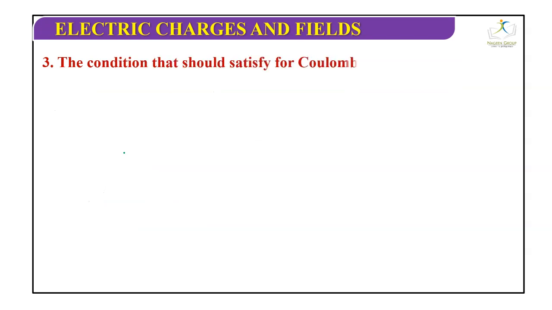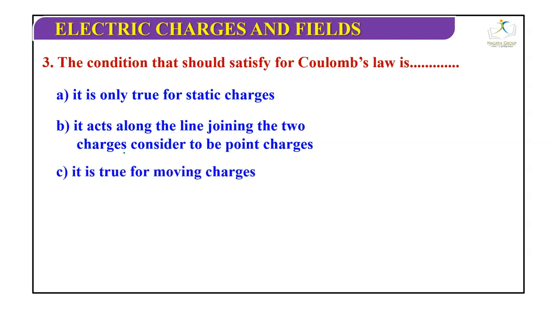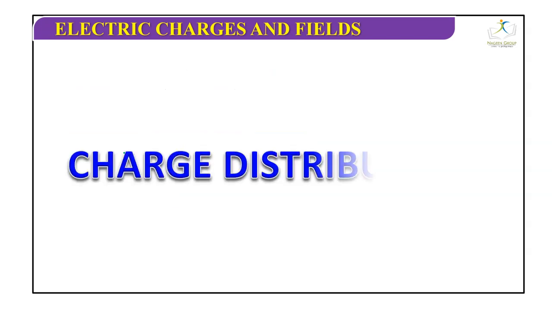Moving ahead with the third question: the condition that should be satisfied for Coulomb's law is A, it is only true for static charge. B, it acts along the line joining two charges considered to be point charges. C, it is true for a moving charge. D, both A and B. So the correct answer for this question is option D. That means it's true for static charge, as we saw earlier, and it is applicable for point charges also. So according to that, options A and B, that means option D, will be the correct answer.